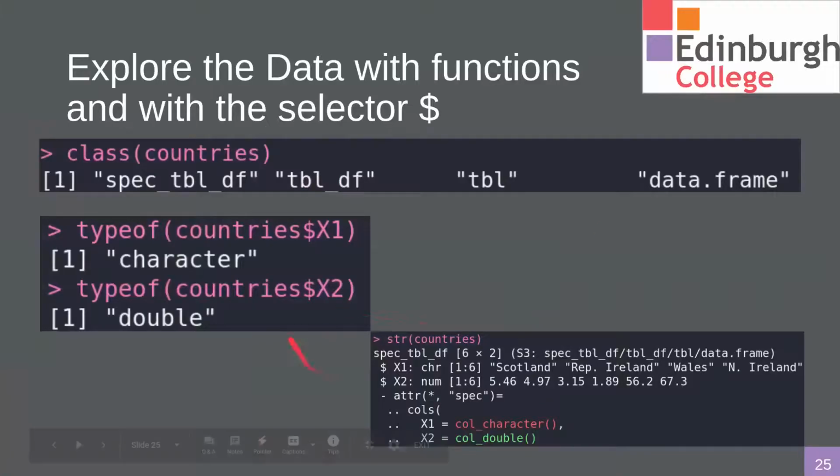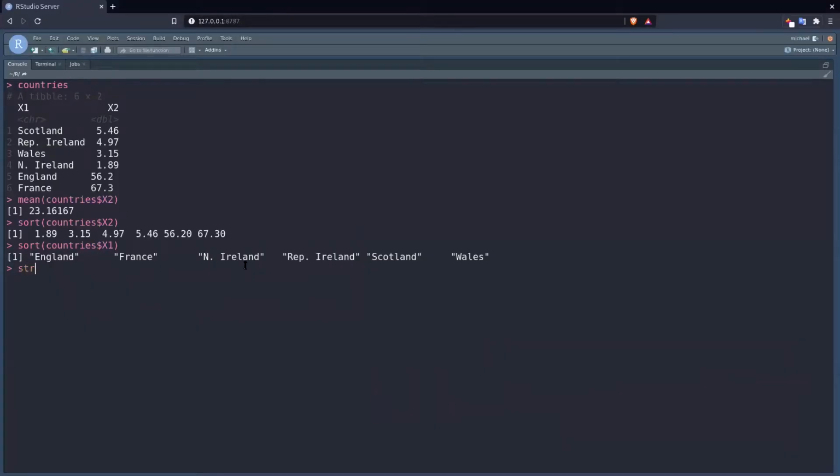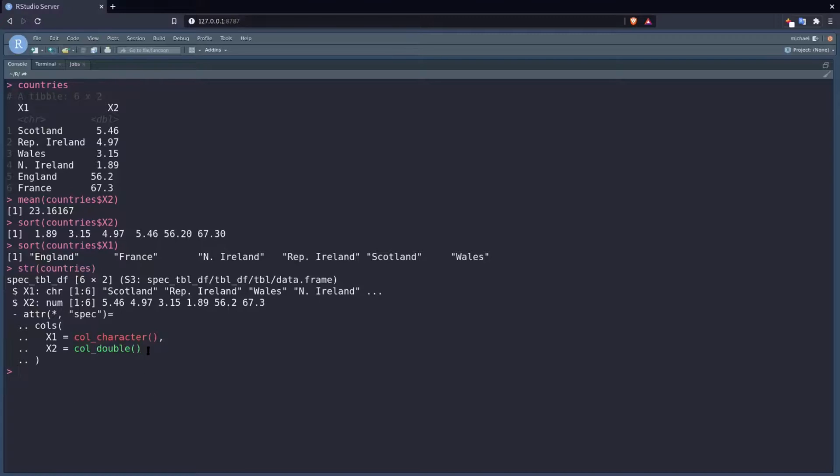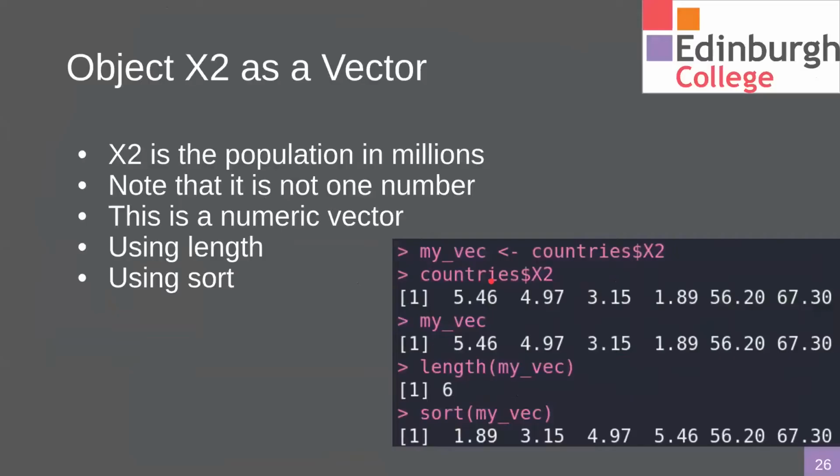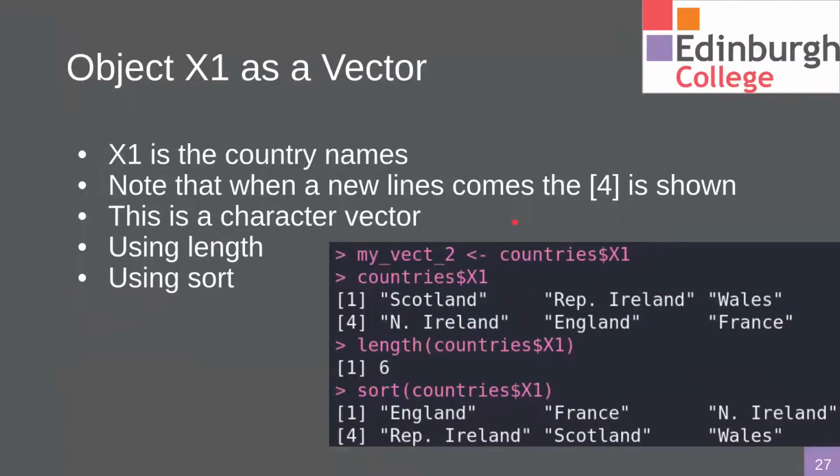Okay, so there's some operations. Another one was str, just to show the structure of the data. So let's do str on countries. That gives us an idea of what each column is. This one's numeric, this one's character. We could pass the numeric data into a vector called my vector, just like that example I showed you there. And here's x1 as a vector. This would be a character vector, and we have those six country names in there.